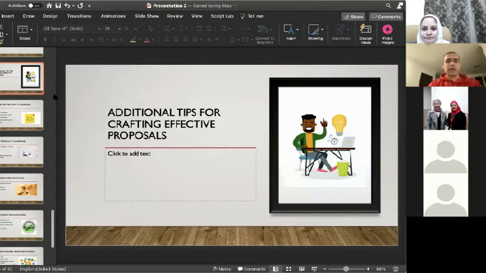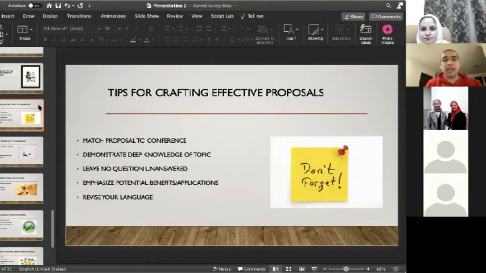So the only thing I have left is a few additional tips for crafting your proposals that hopefully will increase their chances of getting accepted. One, match your proposal to the conference. Two, demonstrate deep knowledge on the topic. Three, leave no question unanswered. Four, emphasize potential benefits and applications. And finally, revise your language.